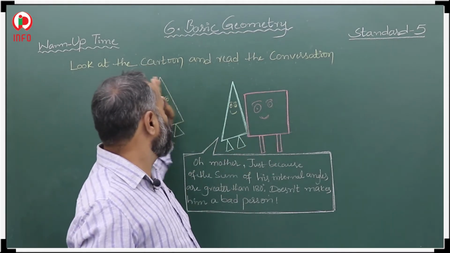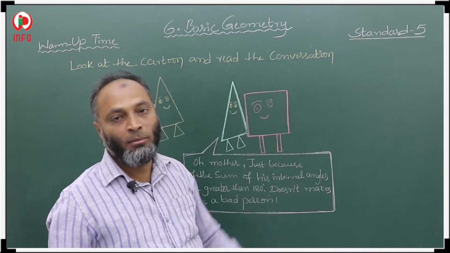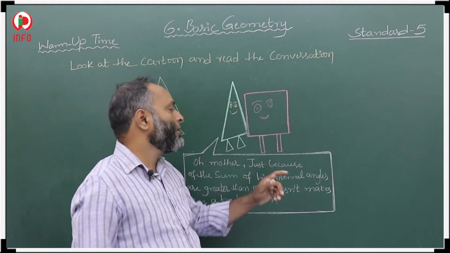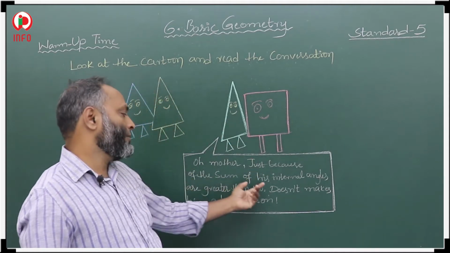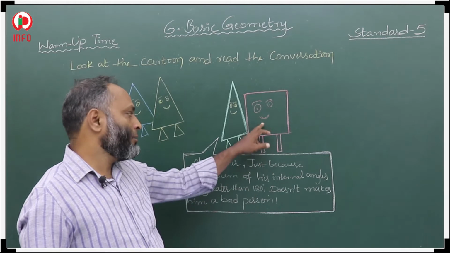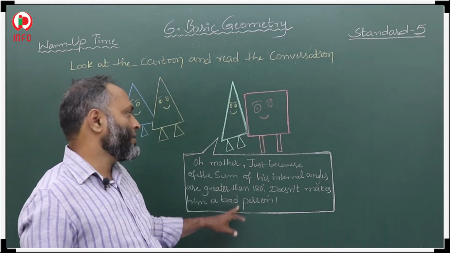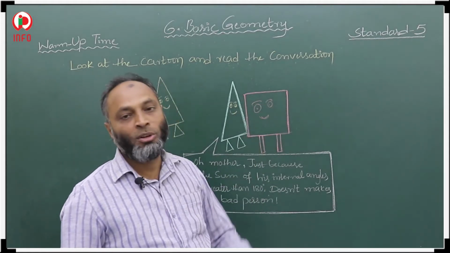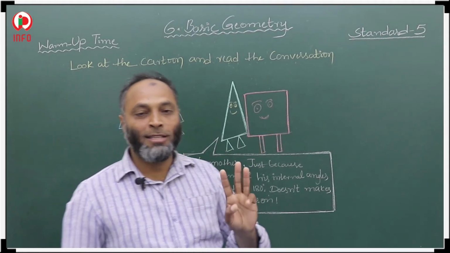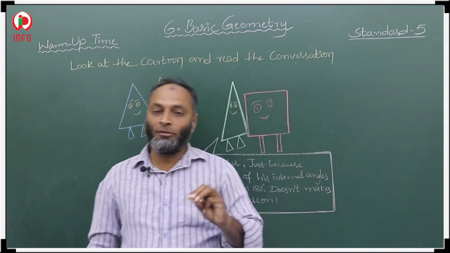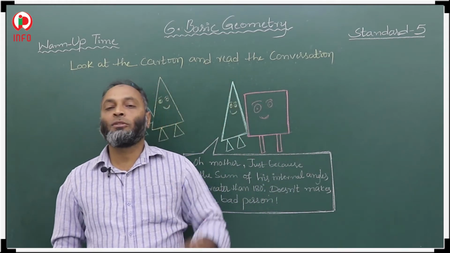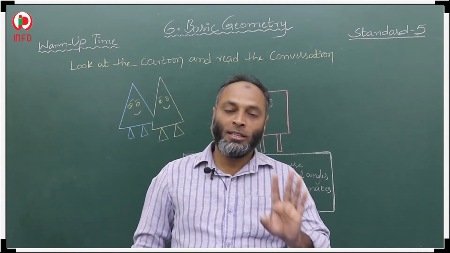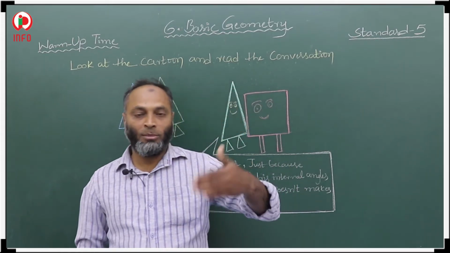So these triangles make one group, and a triangle and square make another group. Why did this triangle join this group? Because he is saying that having more than 180 degrees does not make this square a bad person. So that is why this triangle joined his group, okay? It means triangles have a sum of internal angles of 180 degrees, and a square has a sum of internal angles of more than 180 degrees. You have to remember this thing, and afterwards we will go one by one.